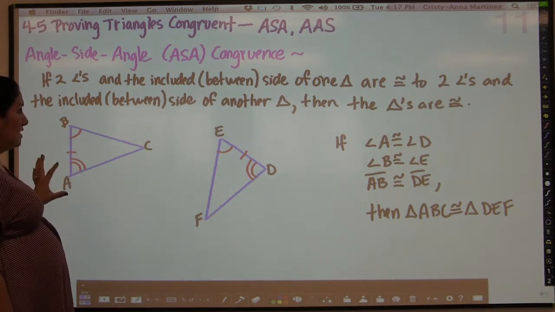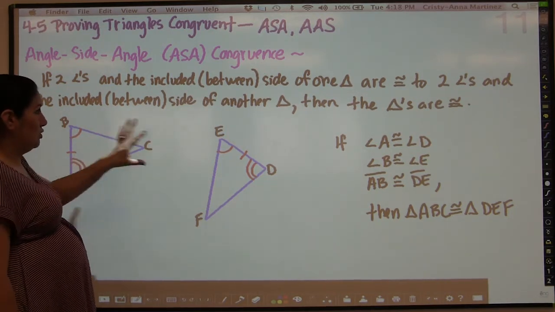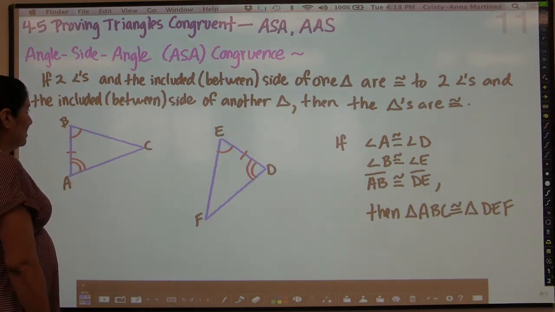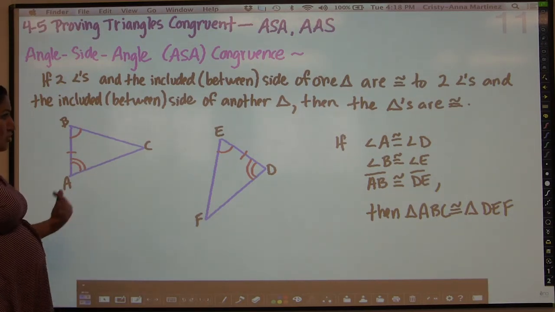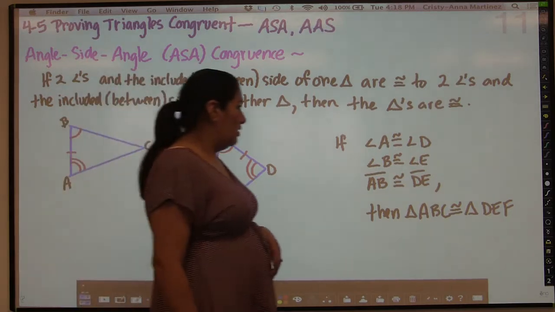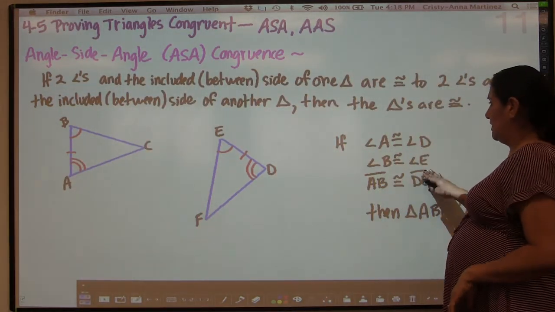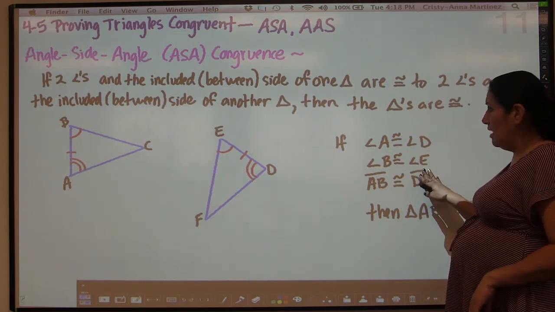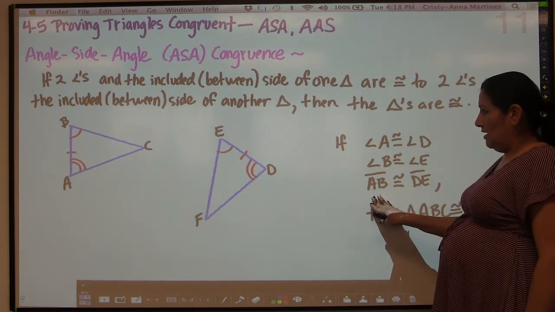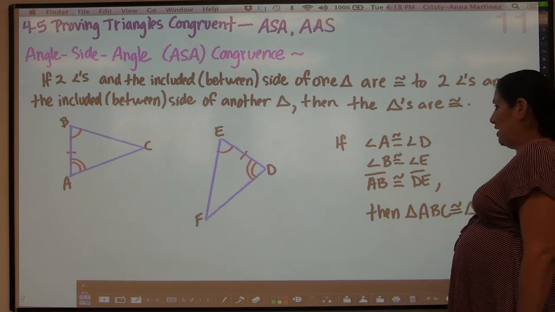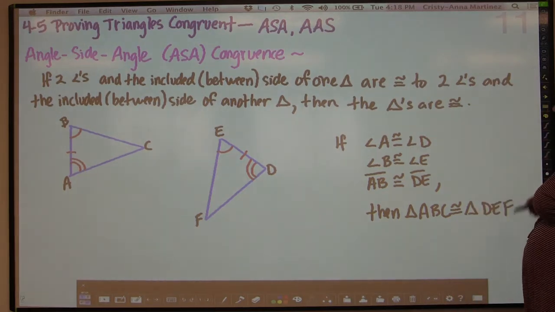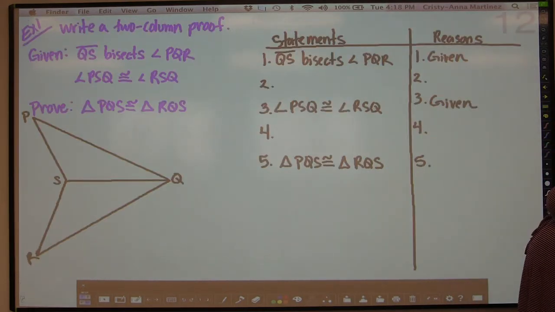So if that happens in one triangle and they're congruent to two angles and the included side of another triangle, then the two triangles would be congruent. So in other words, if angle A is congruent to angle D, angle B is congruent to angle E, then segment AB is congruent to segment DE, then the two triangles would be congruent. So we're going to use this to prove this guy in our first example.